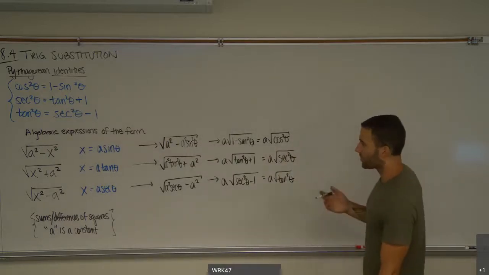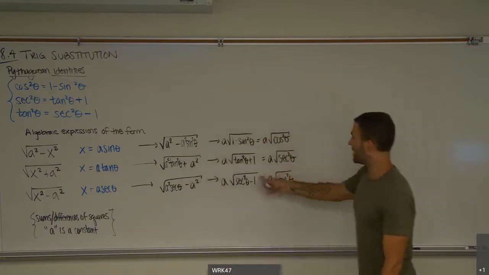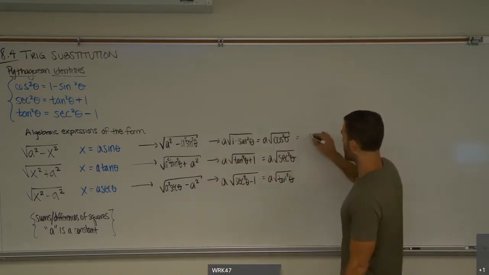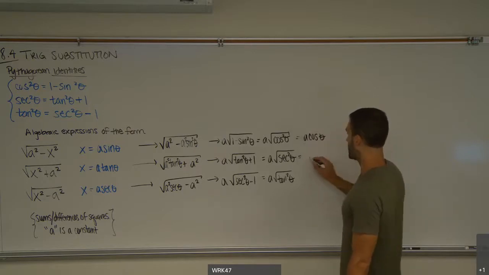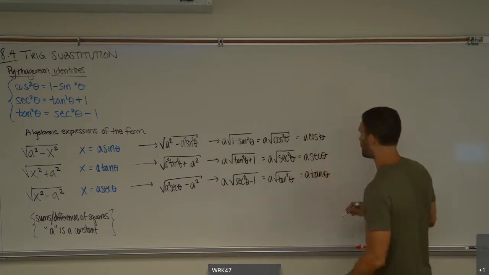And why do we have the root in general? Well, now that the two terms have become a single term, we can actually take the square root. The square root of cosine squared is now going to be cosine of theta. The square root of secant squared is now going to give me secant of theta. The square root of tangent squared is now going to give me tangent of theta.